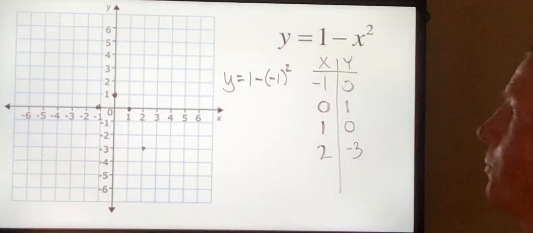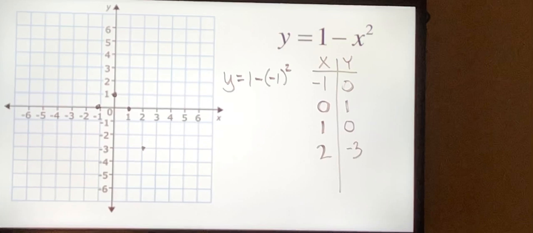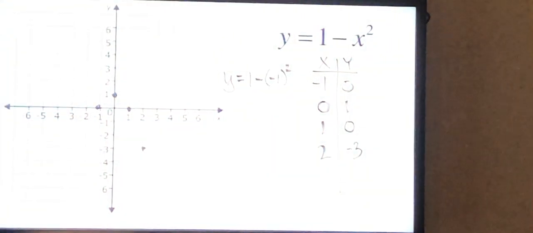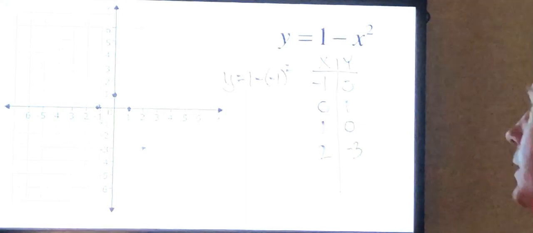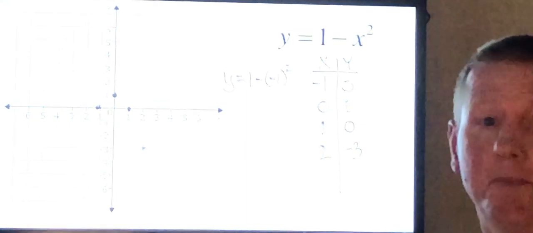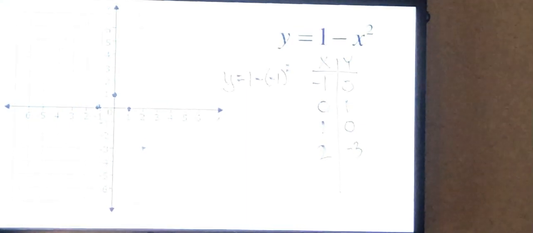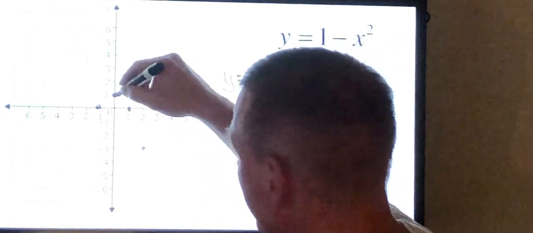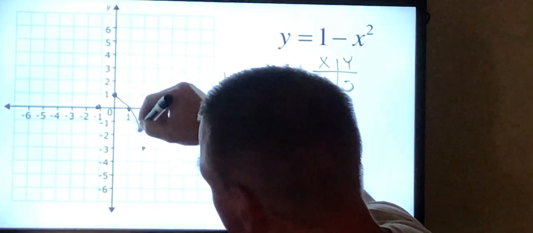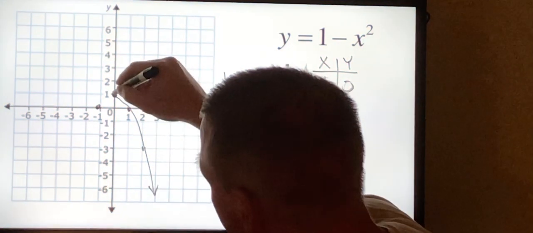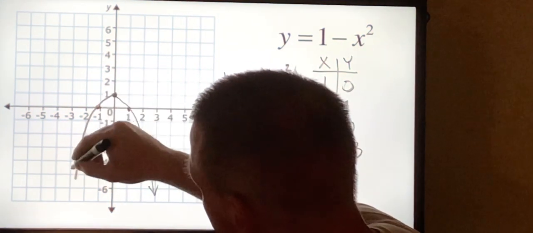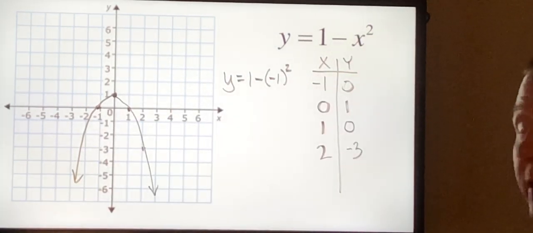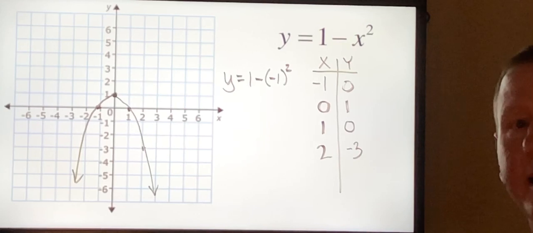Now again, in this particular graph, having just 4 points may not be enough information for us to make this graph. Now I know this is a parabola, and we're going to learn in the next video about symmetry, about how symmetry can help us with these graphs. Again, since this is a parabola, my parabola is going to look something like this. And it's going to be downward shaped, and that's what my sketch is going to look like in this case.